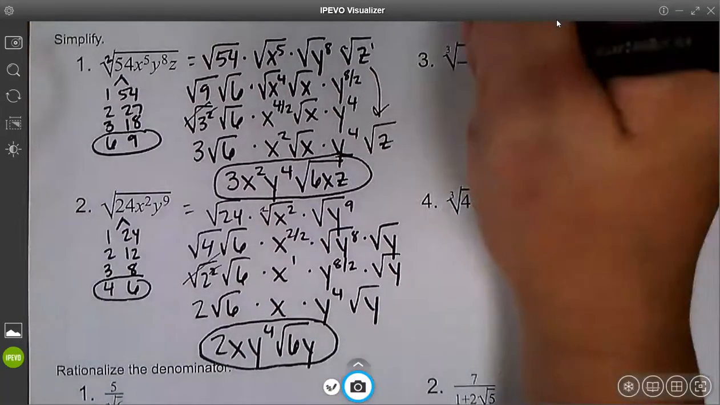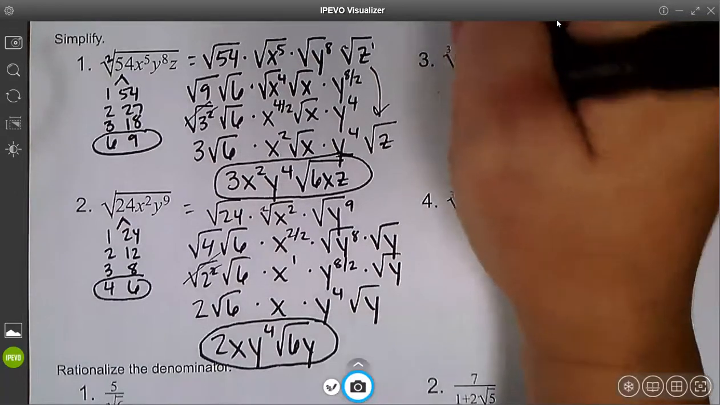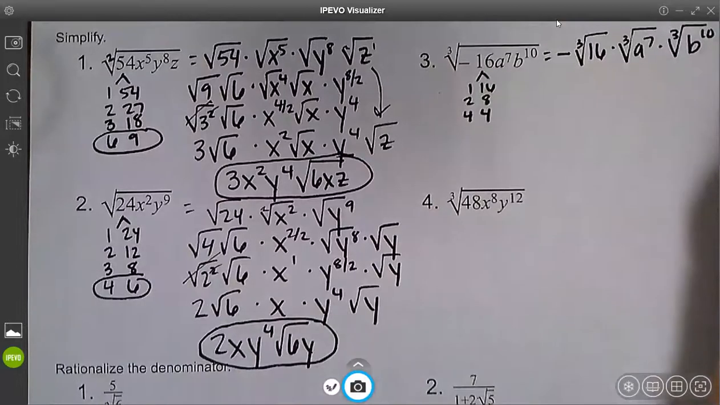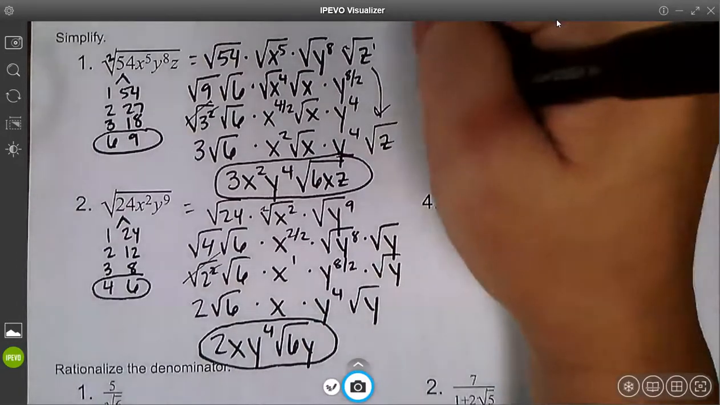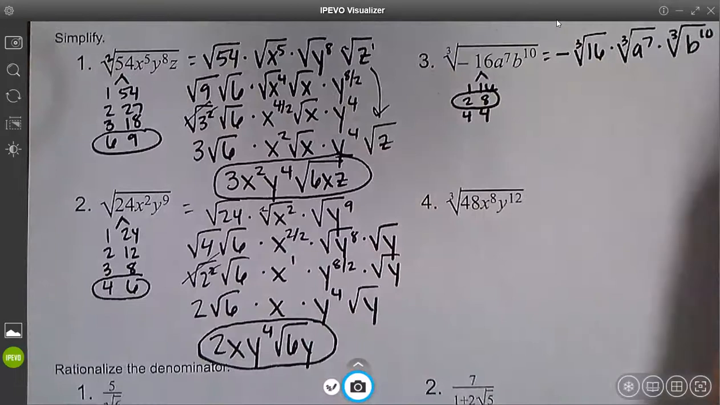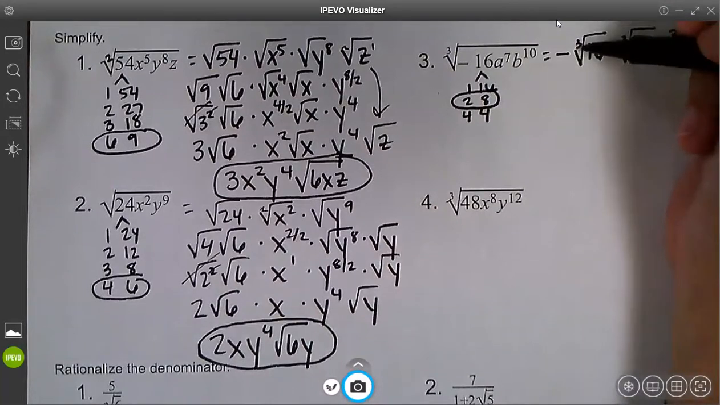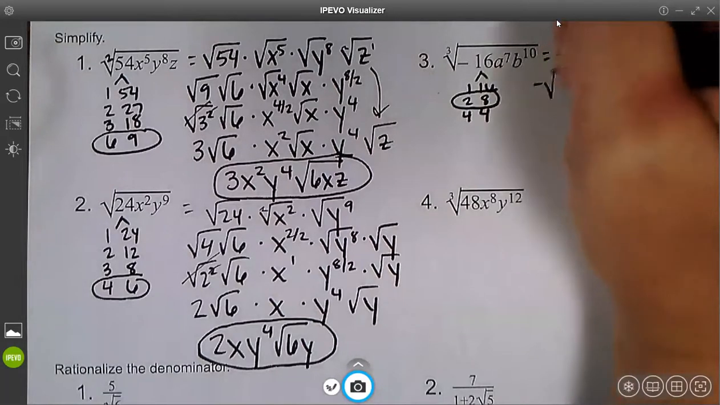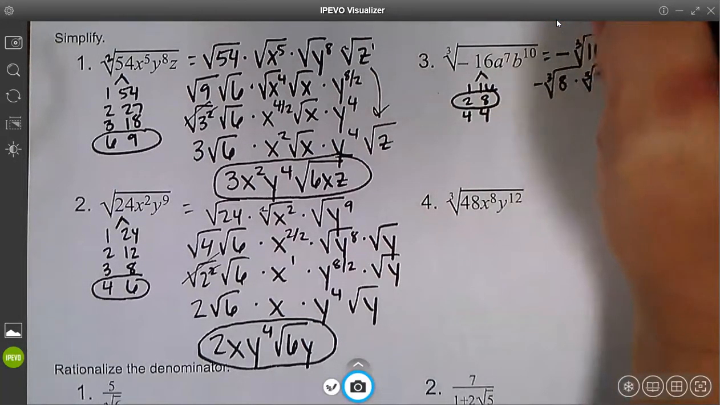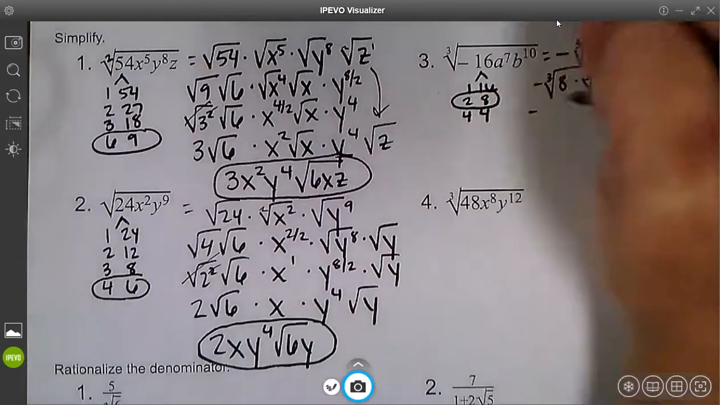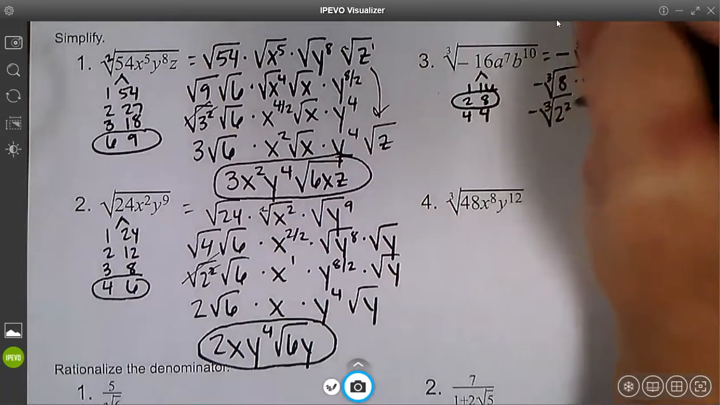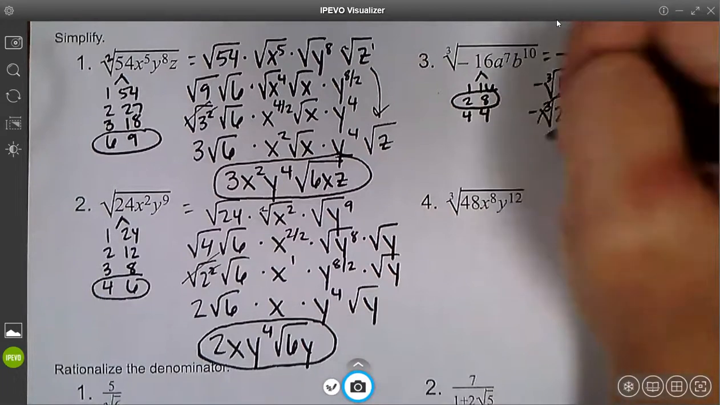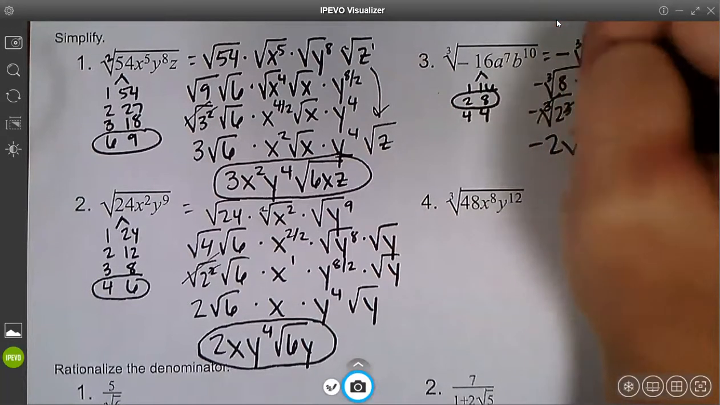So now 16, I'm going to list my factors, 1 and 16, 2 and 8, 4 and 4. 16 is a perfect square, but it is not a perfect cube. 8 is the biggest perfect cube factor. This number makes a big difference. So I'm going to split this up. I still have that negative out front into the cube root of 8 times the cube root of 2. 8 is equal to 2 cubed. The cube root and cube cancel, and you have negative 2 cube root of 2.